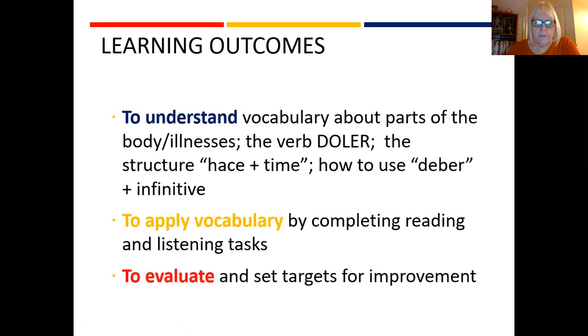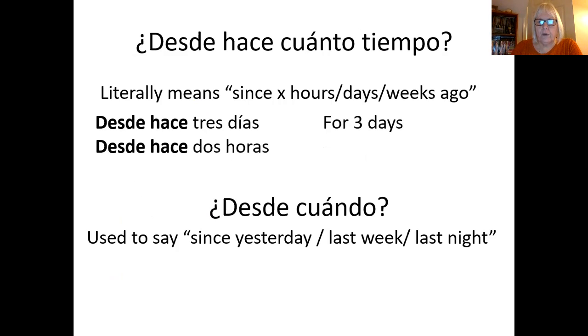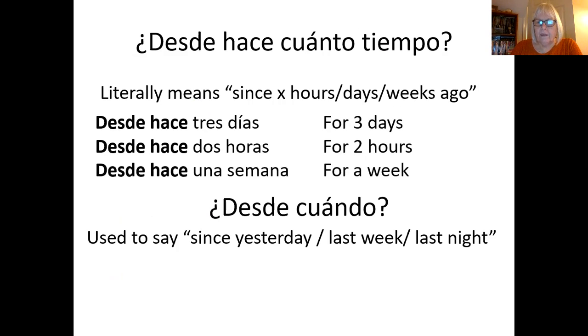Learning outcomes we saw yesterday, and we're still looking at the understand bit at the top at the moment, and then we are going to do some reading and listening later. So we saw yesterday, desde hace cuánto tiempo. Now, desde hace is used with, for example, 3 días, for 3 days, 2 horas, for 2 hours, desde hace una semana, for a week. So desde hace is used with a period of time, so 3 days, 2 hours, a week, 3 months. Underneath here, we've got just desde on its own, and that means since a point in time. Okay, so desde hace with a period of time, desde on its own with a point in time.